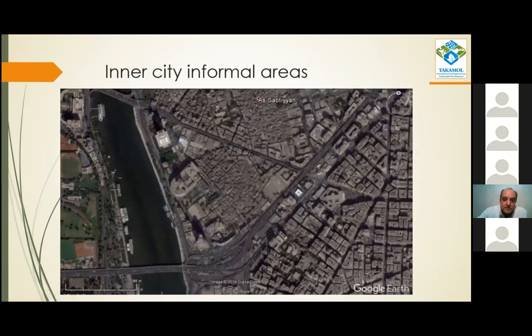This is another example of an inner city informal area, or used to be an informal area. This is the Maspero Triangle. And allow me to talk a bit in Arabic about this specific example, because I made a short study about this during the international competition for upgrading the Maspero Triangle.